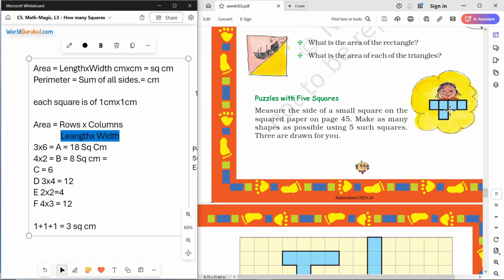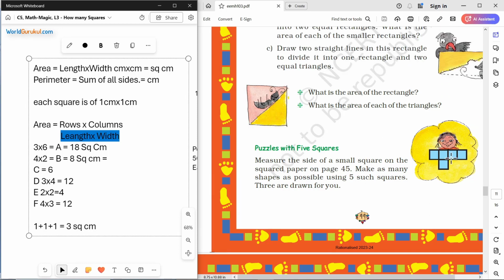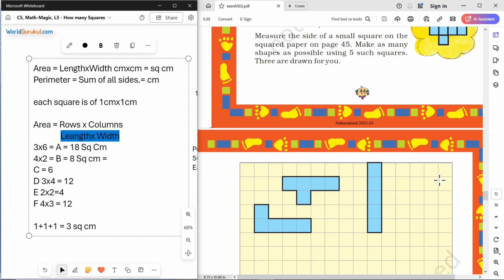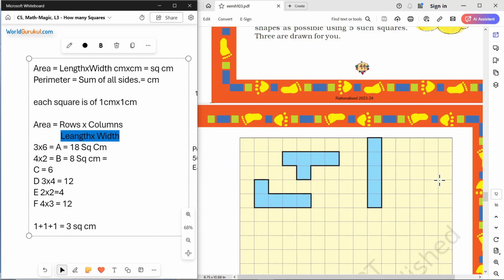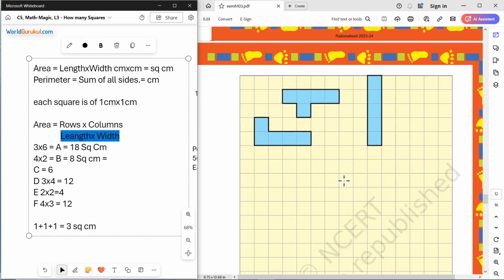We have 5 squares. Measure the side of a small square on the squared paper on the page. So here we have 5 squares. And what is the maximum number of shapes you can make? Some shapes are drawn here. You recognize these shapes. These blocks you will see in some game. You remember that? You must have played this already. Check with your friends if you don't know.